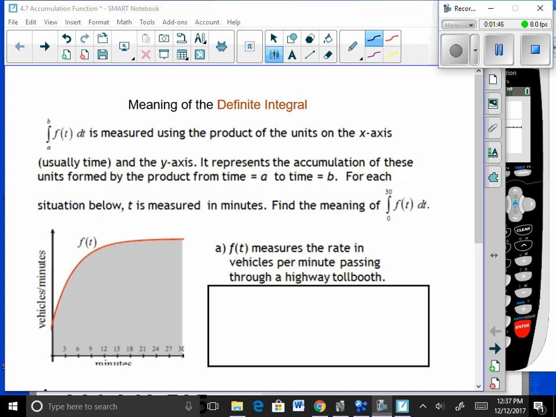Okay, so the function here, f of t, if you found specific y values at different x values, that lets you know how many vehicles went through that toll booth per minute. Okay, so the area under the curve is the total number of vehicles that went through that toll booth from, say, 0 to 30 minutes. Okay, that's all that area under the curve would be representing. And that's probably what this box is.